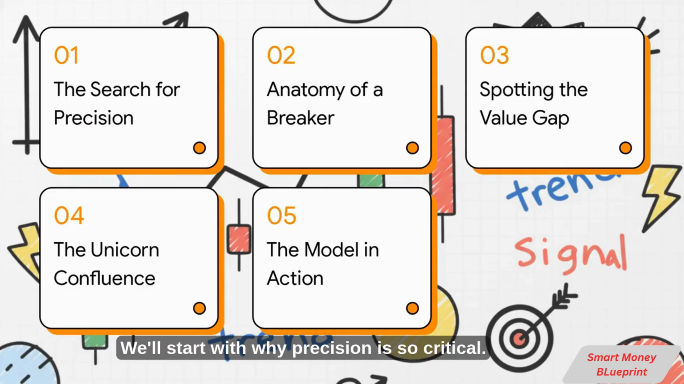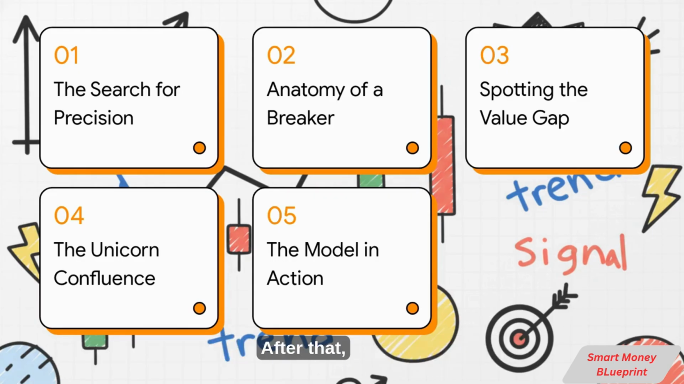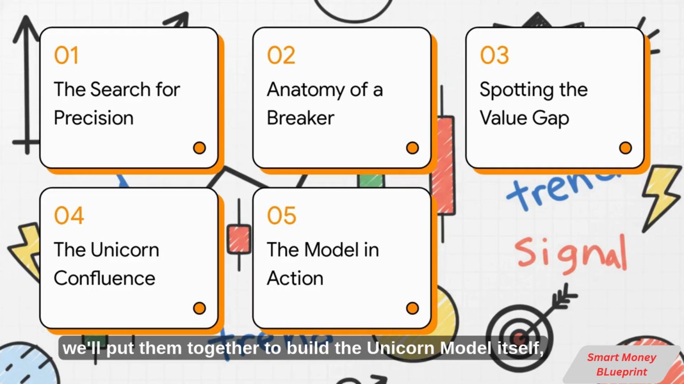So here's the game plan. We'll start with why precision is so critical. Then we're going to dissect the two key building blocks, the breaker and something called the fair value gap. After that, we'll put them together to build the unicorn model itself, and then of course, we'll see it in action on some real charts.